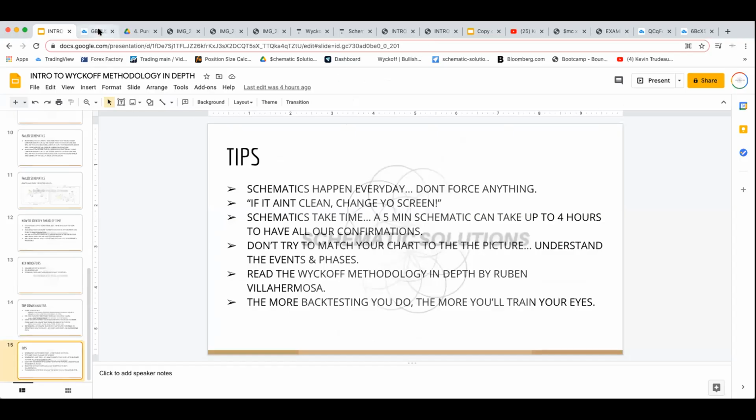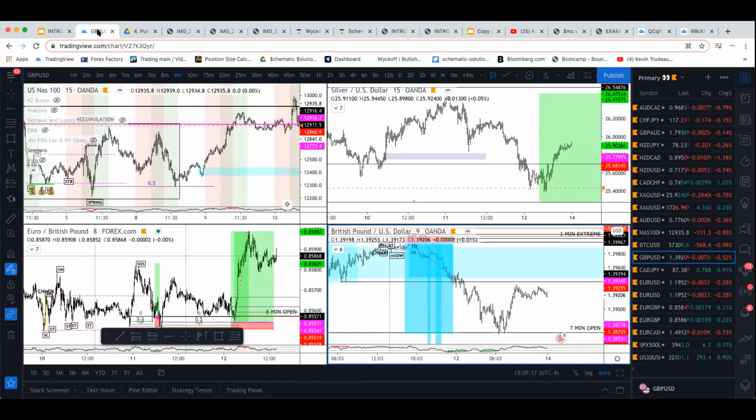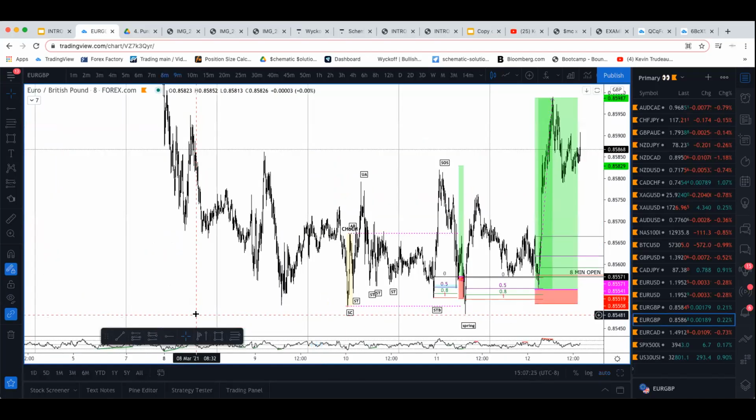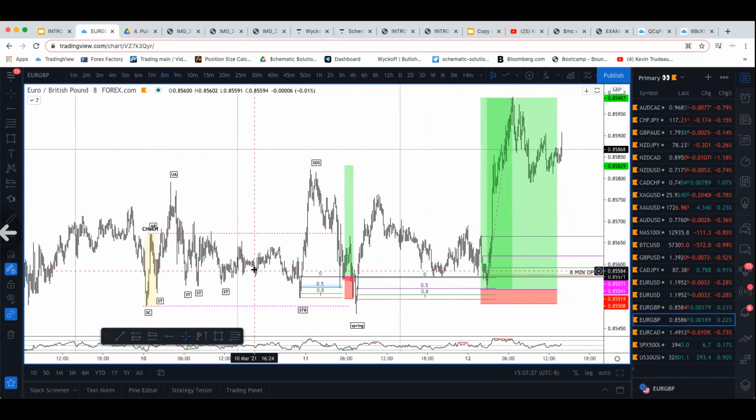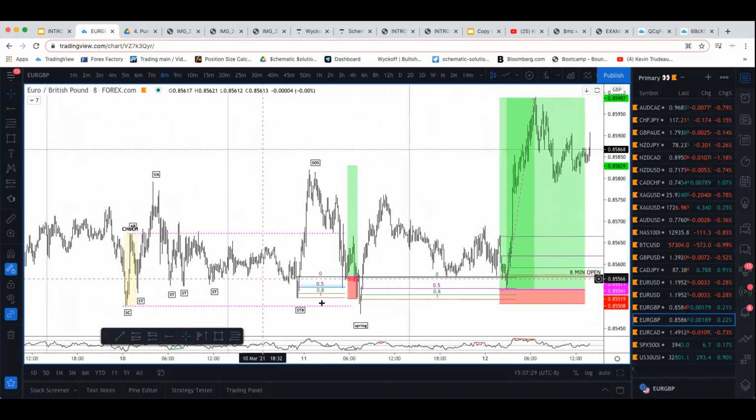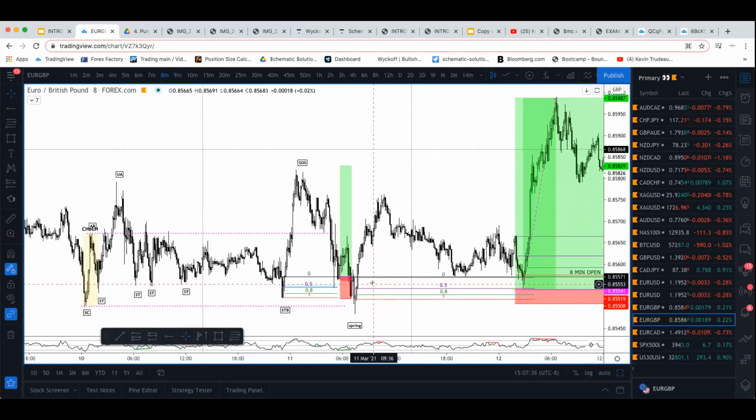That's the end. And yeah, so let's look through a couple schematics. First things first, let's look at EG. This was a nice schematic this week. This is a type 1, and we caught a nice sniper entry off of the 50% of an 8-minute point of interest.